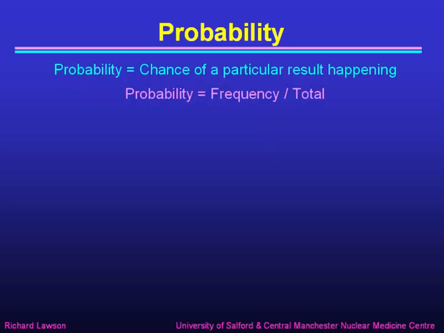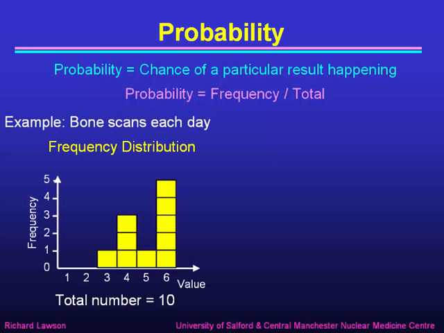We can calculate probability by looking at the frequency, how often a particular result happens, and divide that by the total of results. That gives us the number of results expressed as a fraction of the total, which is how the probability is defined. So for example, if we look at the data which we've seen before on the frequency of number of bone scans each day, we have a frequency distribution showing frequency on the vertical axis against the value, in this case the number of bone scans done each day, on the horizontal axis.